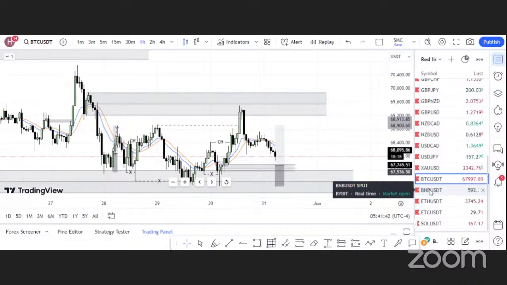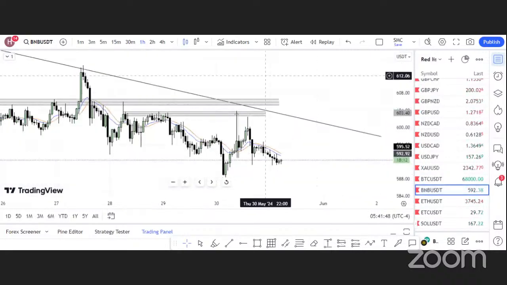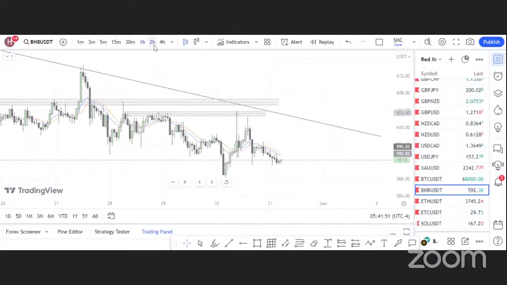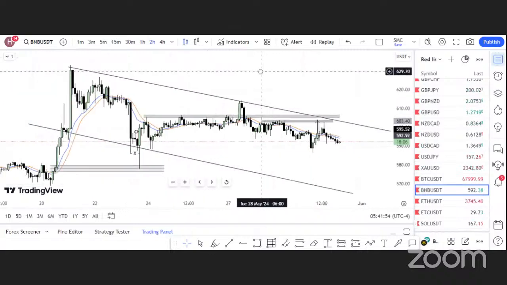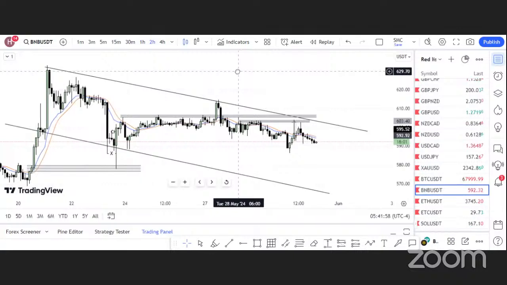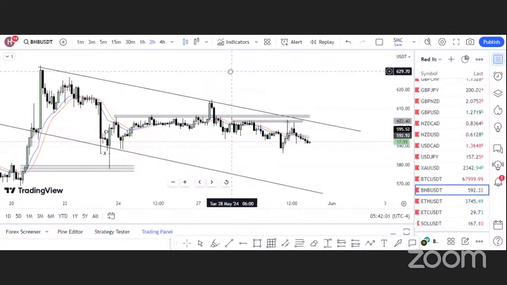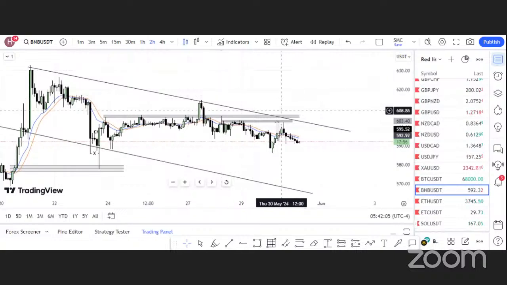Let's analyze BNB USDT. So on BNB USDT, first of all, let's look at the market direction. Let's see what's going on in the market. Is it going to be a bull or a bear market?